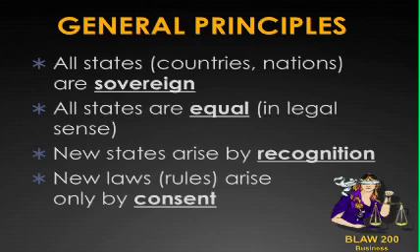Okay, so let's look at some general principles. We can boil this down to say that all nations are considered to be sovereign. In other words, they have control over their own affairs. All states are meant to be equal. We mean this in the legal sense, and certainly when we're talking about General Assembly votes in the United Nations, that's true. The way a state or a nation becomes recognized by the international community is by recognition. So other states decide that this is in fact a state. They extend diplomatic relations with it, and now it becomes a state.